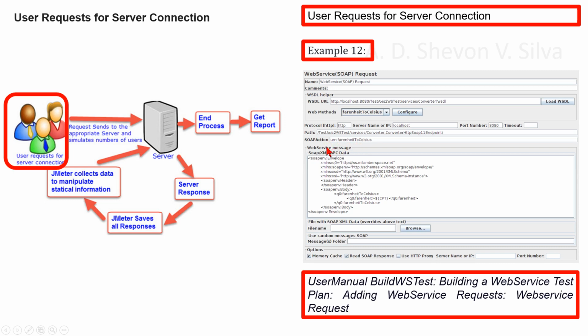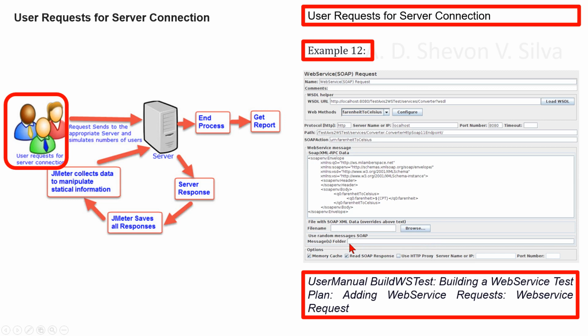The last step is to paste the SOAP message in the SOAP or XML RPC data text area. You can optionally save the SOAP message to a file and browse to the location. For convenience, there is a third option of using a message folder. The sampler will randomly select files from a given folder and use the text for the SOAP message.